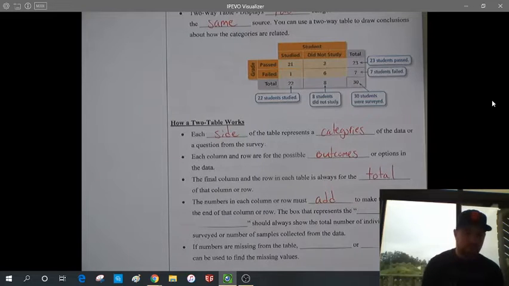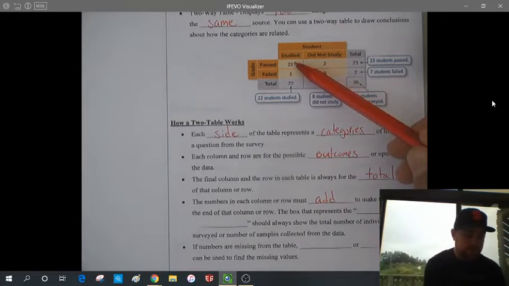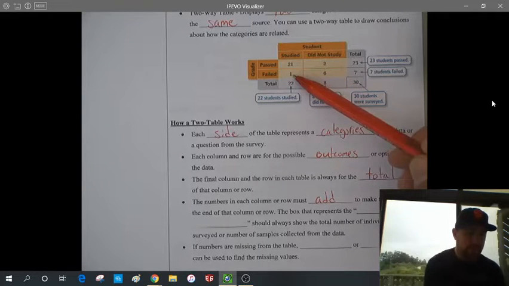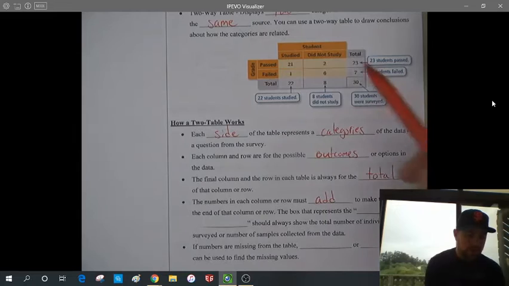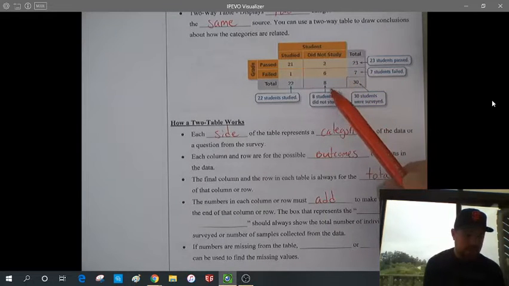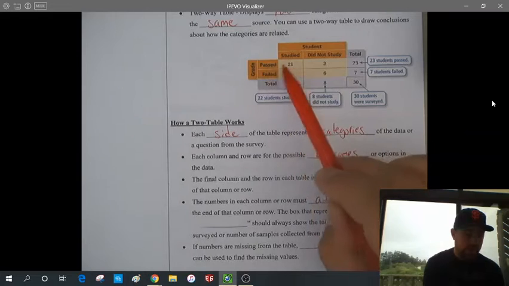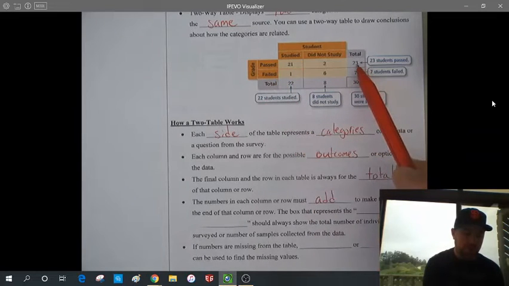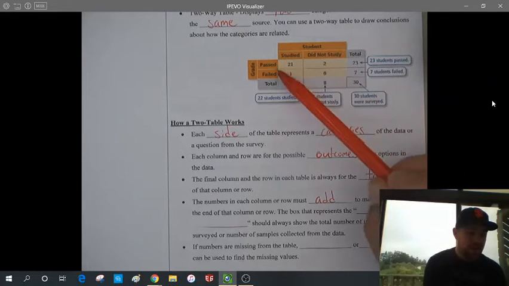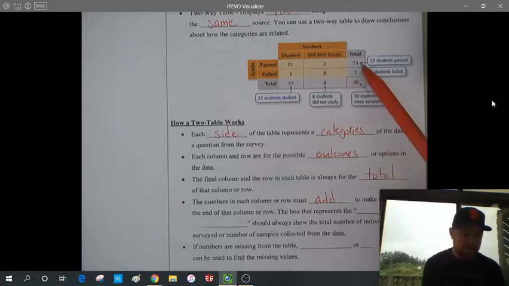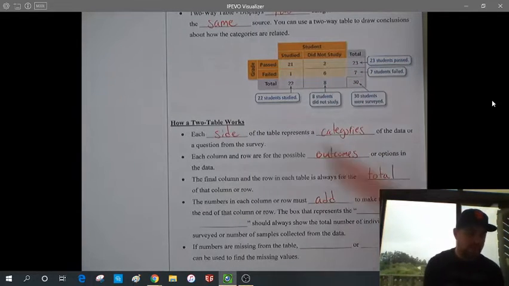So if we go up here and look, we have 21 students that studied and passed, and then one student that studied and failed, and therefore 22 is the total number of students that studied. Did not study, we had 2 and 6 for a total of 8. And then going across with the passed row, we had 23 total students that passed this class or this test or whatever the data is showing here, and 21 of those studied, 2 of those did not, and so 23 total that passed, and then 1 that studied and failed, 6 that did not study and failed, and so for a total of 7.